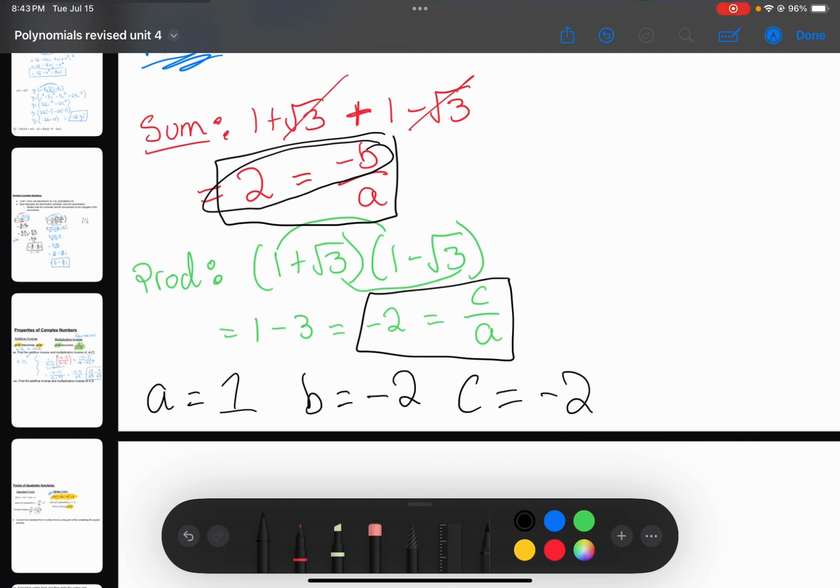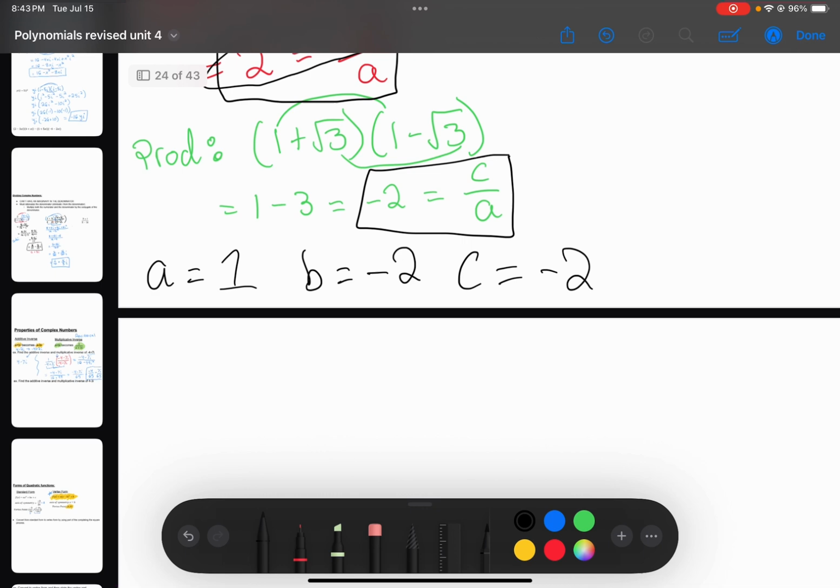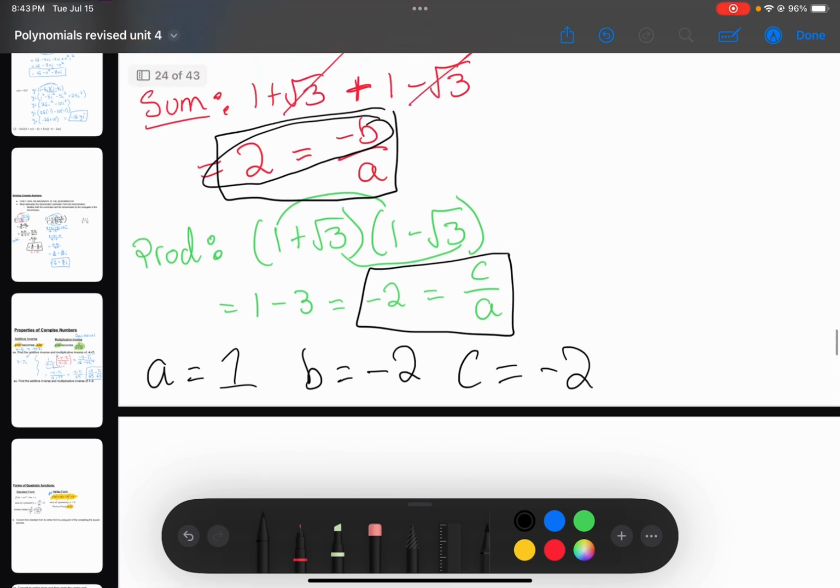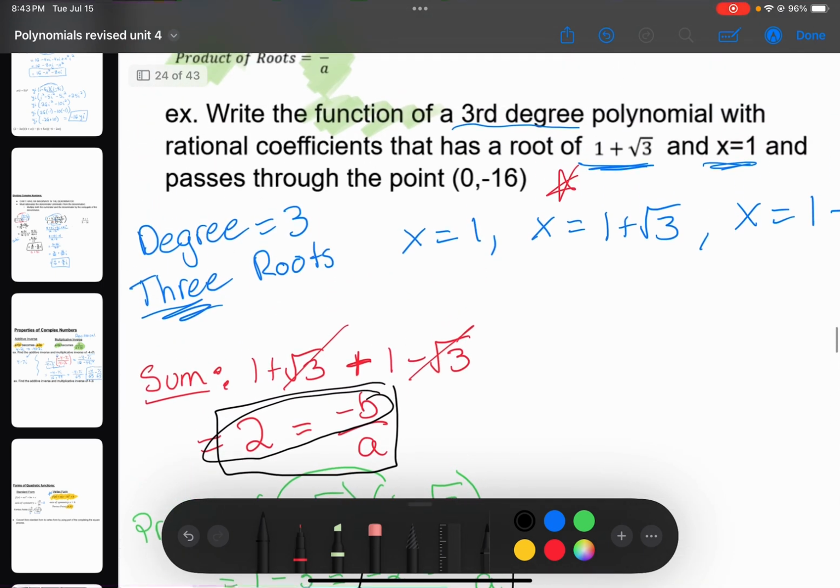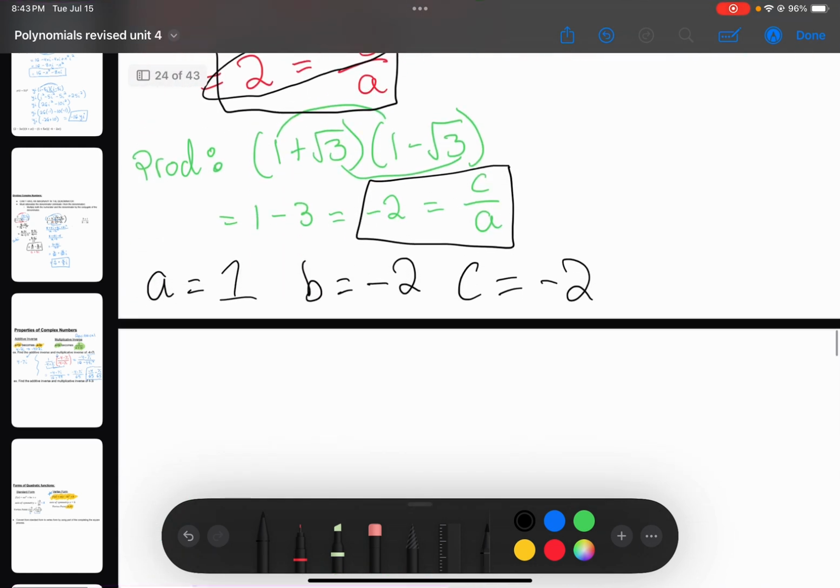Okay, so now that we have all these numbers, we can rewrite these two roots as a quadratic factor. What I mean by that is we're going to put these as a quadratic factor in the form ax squared plus bx plus c. So this means that the quadratic factor would be 1x squared minus 2x minus 2. So there's our quadratic factor.